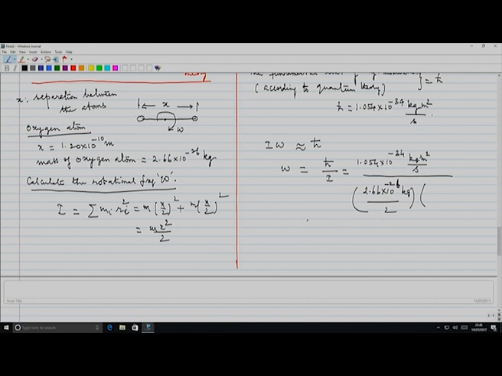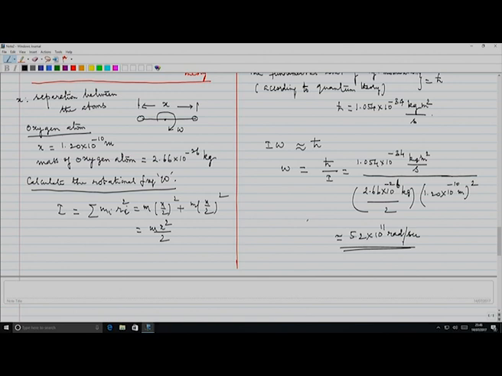x squared is the square of the atomic separation, that is 1.20 into 10 to the power of minus 10 meters squared. And you can do this simplification and then you will get, its value is about 5.2 into 10 to the power of 11 radian per second.